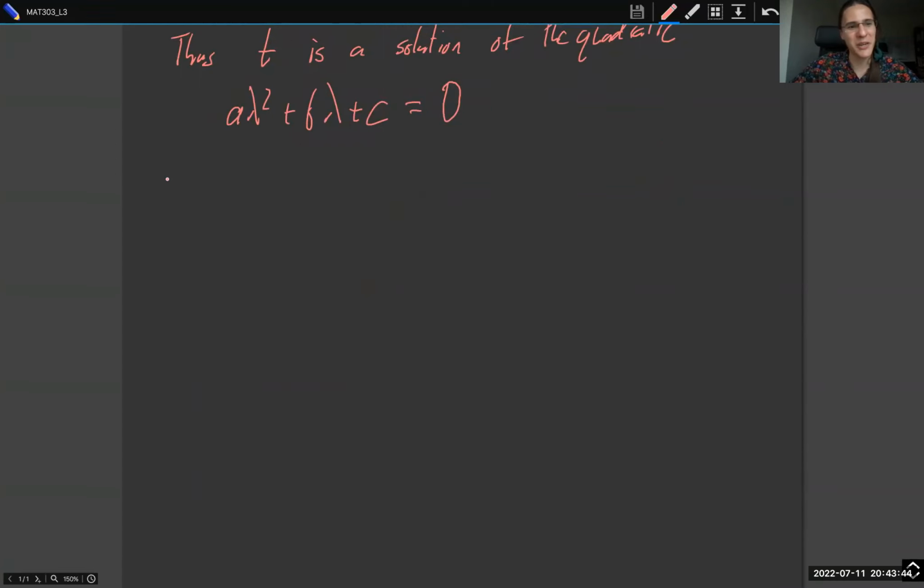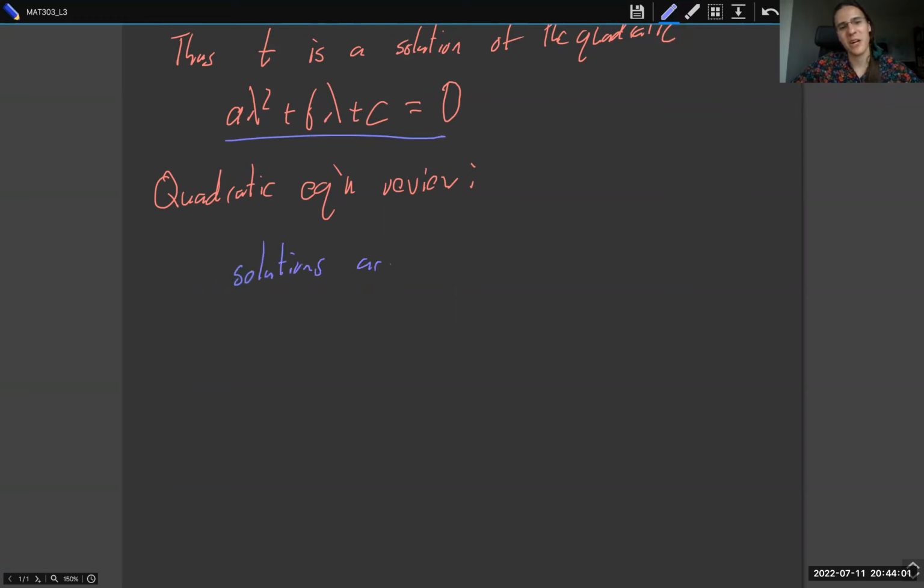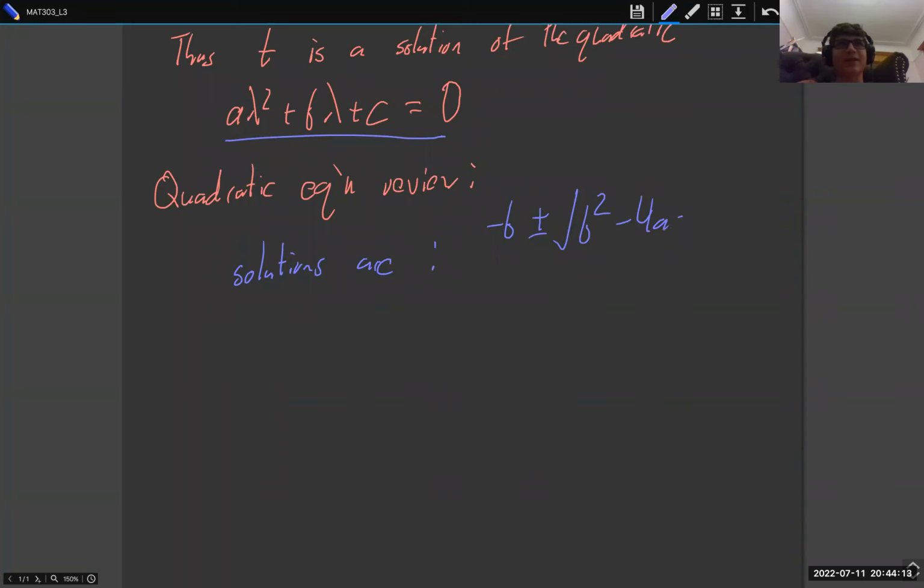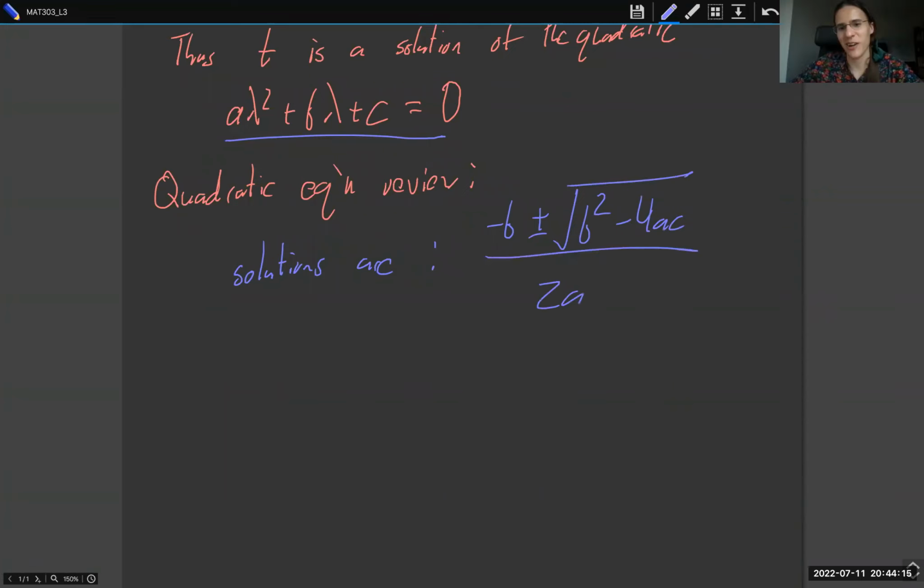So, quadratic equation review. If we have this equation, the solutions are, okay, sing the song. There is a song. Minus b plus or minus square root b squared minus 4ac over 2a. Yes, that's the song. It sort of fits into a song. Okay, so that's the quadratic formula.